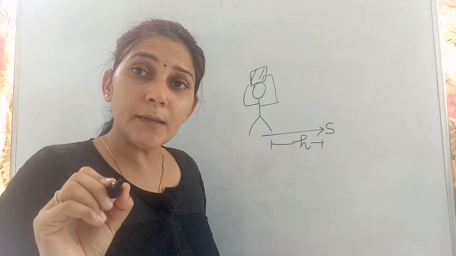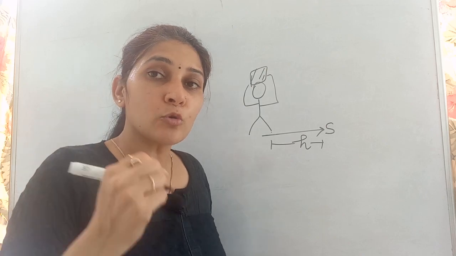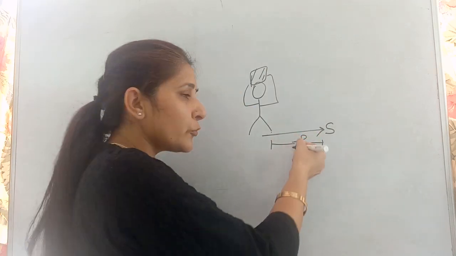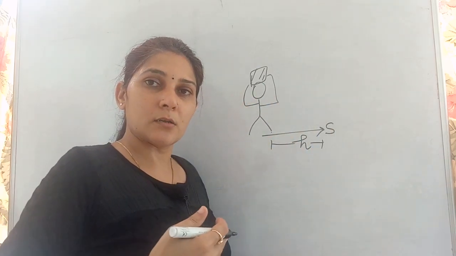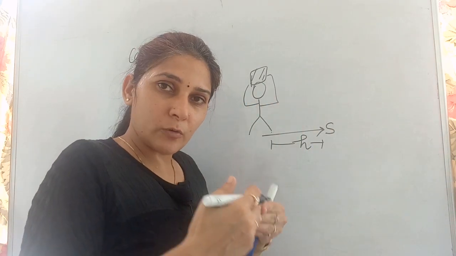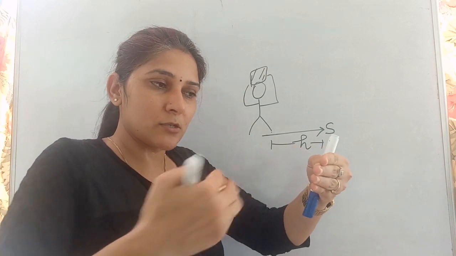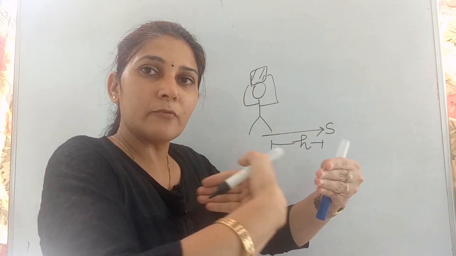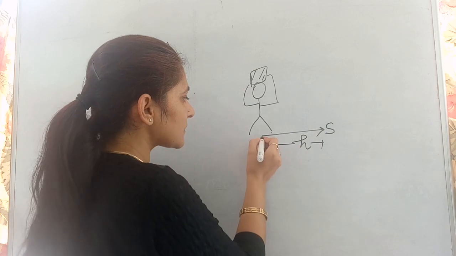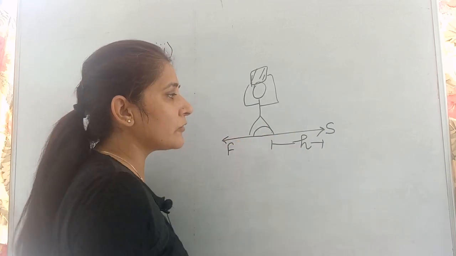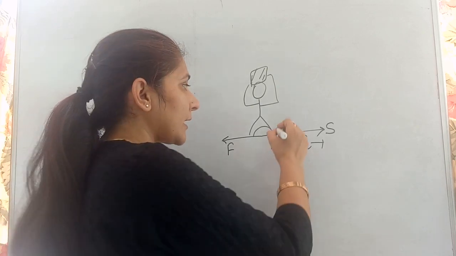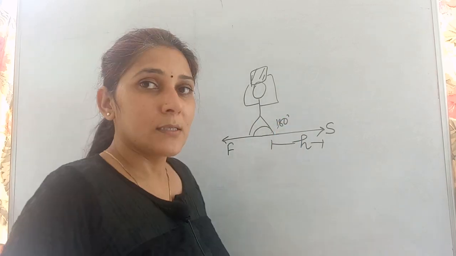What is the work done by the force of friction, due to which I am able to move? You are aware that the force of friction is always exerted in the reverse direction. Whatever the direction of motion, the force of friction is always in the reverse direction. So if this is the displacement, the force of friction is exerted in the reverse direction. So the angle between the force of friction and displacement again becomes 180. This is the same example.